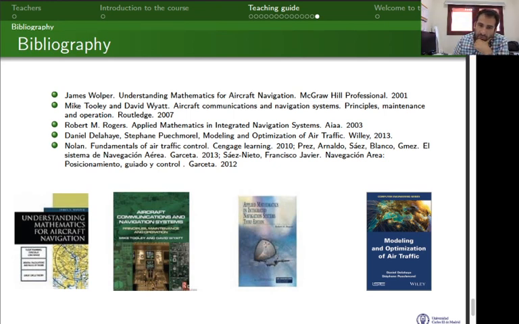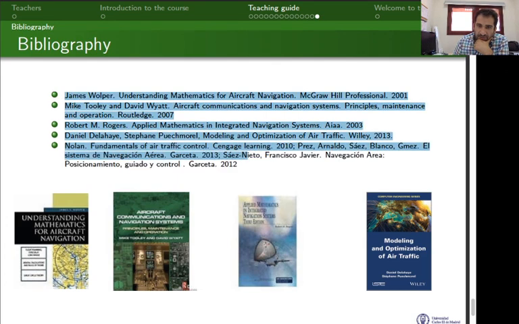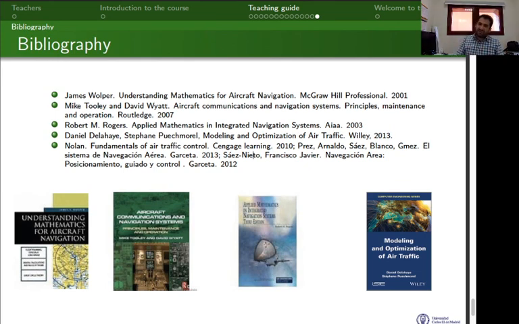You have other books that you might want to check as additional information. If you're very interested in the topic, come to me and I can refer you to specific books on different topics, right? For instance, this is modeling optimization. This is for optimization purposes applied to air navigation. This is more mathematics of air navigation. This is El Sistema de Navegación Aérea in Spanish, more general books. This is inertial navigation, etc.